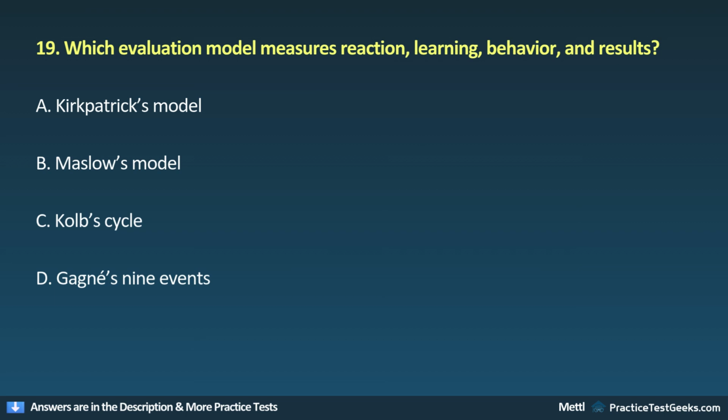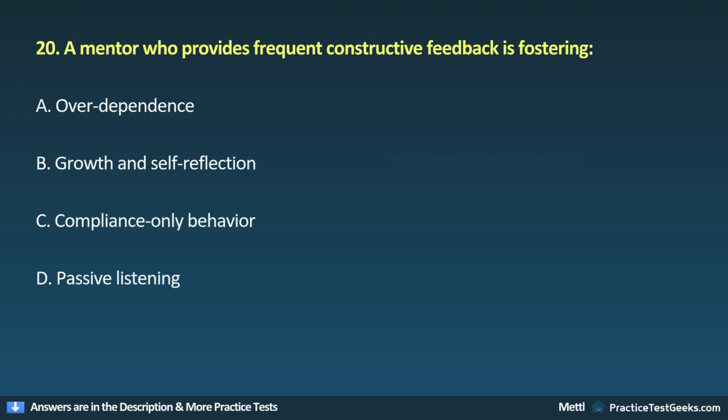19. Which evaluation model measures reaction, learning, behavior, and results? A. Kirkpatrick's model. B. Maslow's model. C. Kolb's cycle. D. Gagne's nine events. 20. A mentor who provides frequent constructive feedback is fostering A. Overdependence. B. Growth and self-reflection. C. Compliance-only behavior. D. Passive listening.